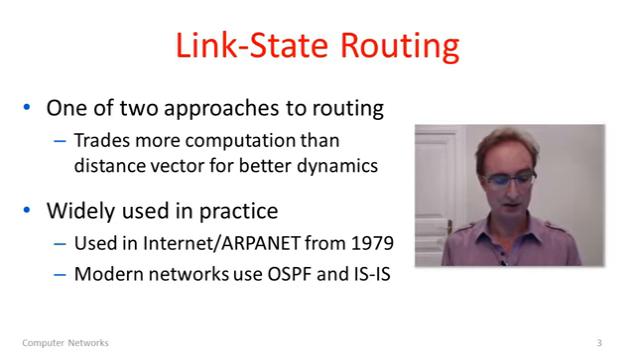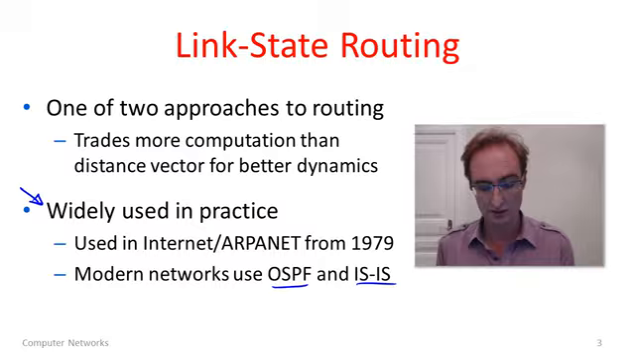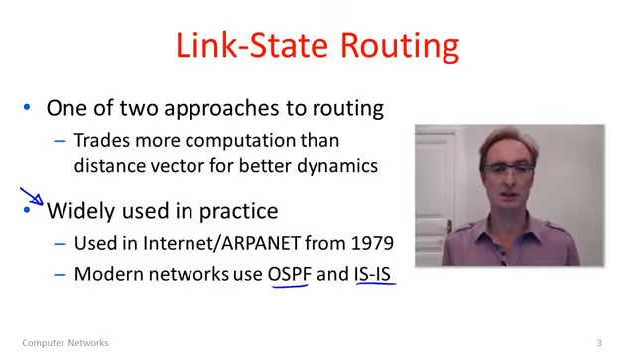Now, link state routing is widely used in practice. It's been around for a long time, almost as long as distance vector. It's been used in the ARPANET since about 1979 onwards. And many modern networks today use protocols that are based on the link state approach. Here I mentioned OSPF and IS-IS, which we'll just mention very briefly at the end. But these are protocols that would be used in ISP networks, large enterprise networks like on campus or in a big company. They all use this link state approach.